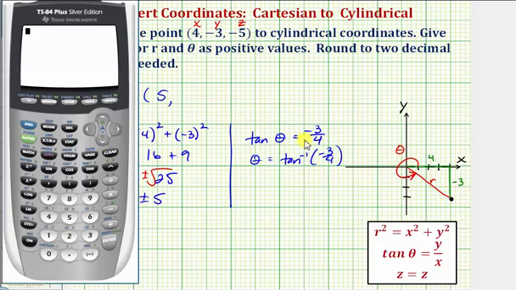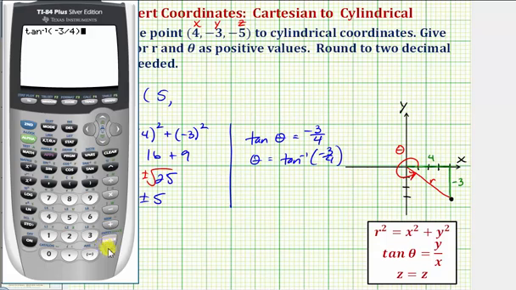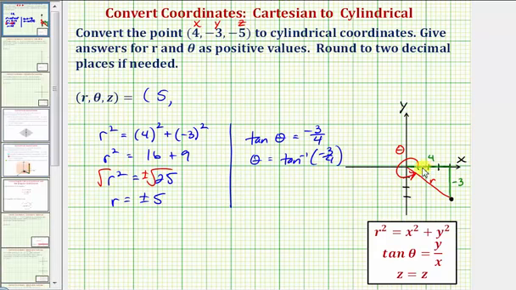Let's first verify that we are in radian mode. So we'll press the mode key. Radian is highlighted, so we'll go back to the home screen. Press second tangent, negative 3 divided by 4, close parenthesis, and enter. So notice how the calculator is giving us an angle that terminates here, but it's a negative angle. This would be approximately negative 0.64 radians. Let's go ahead and sketch this. The calculator gave us this angle here.